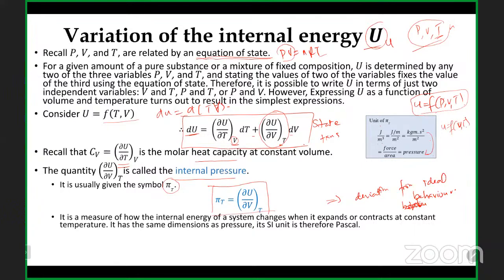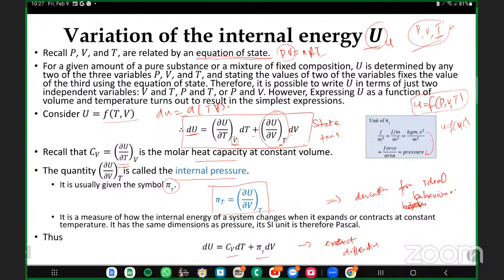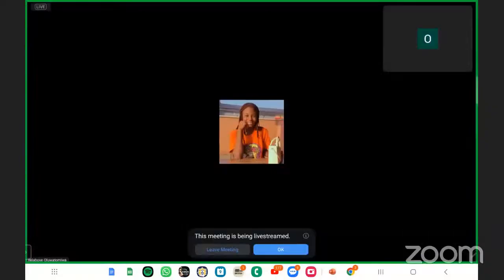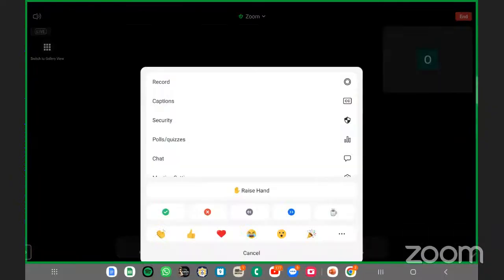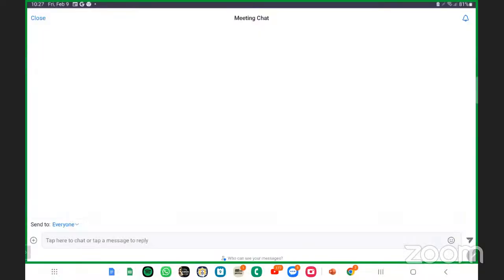Things to note: π_T. What that means is that we can write our exact differential as dU = (∂U/∂T) at constant V dT + π_T dV.